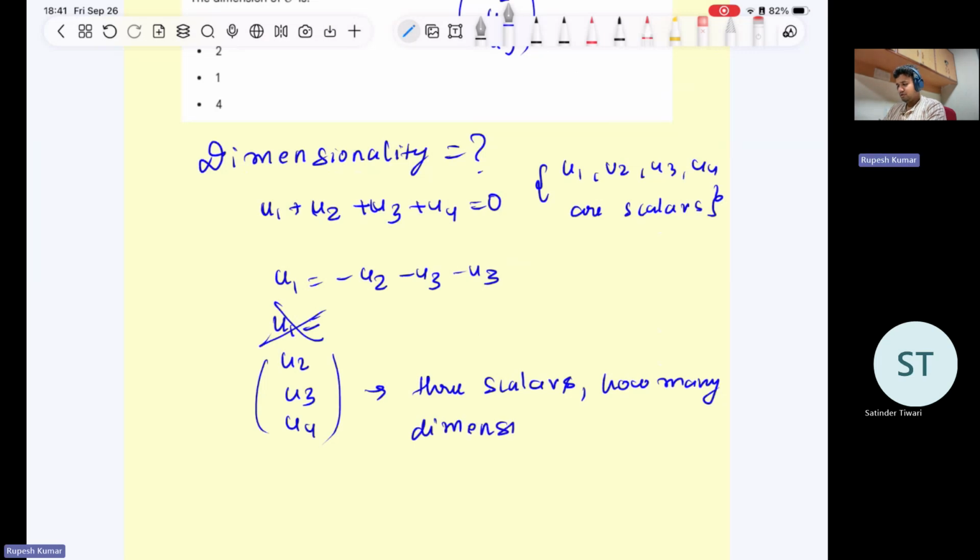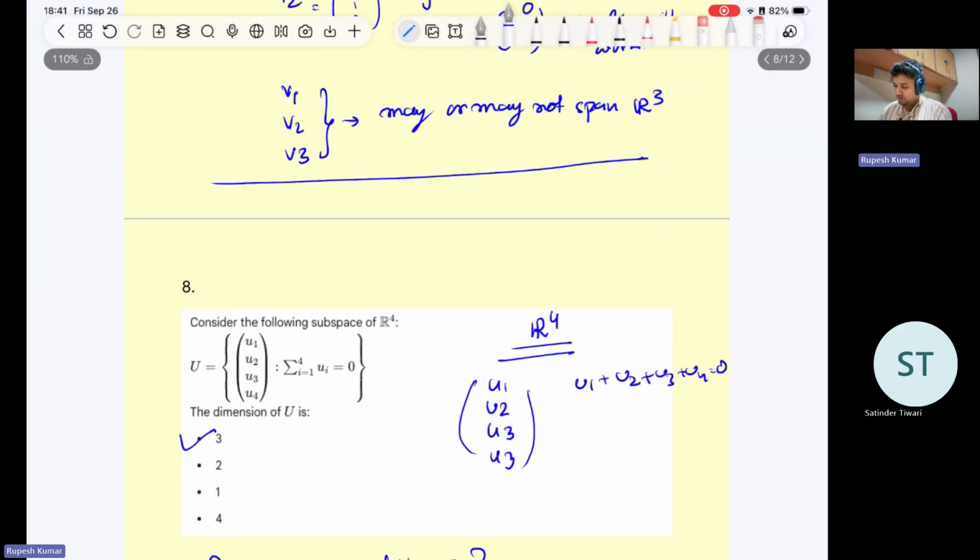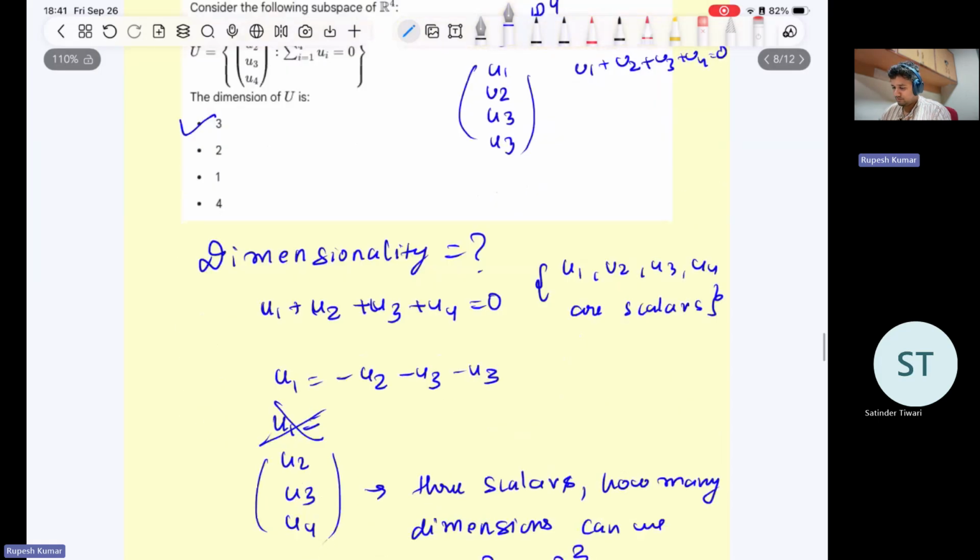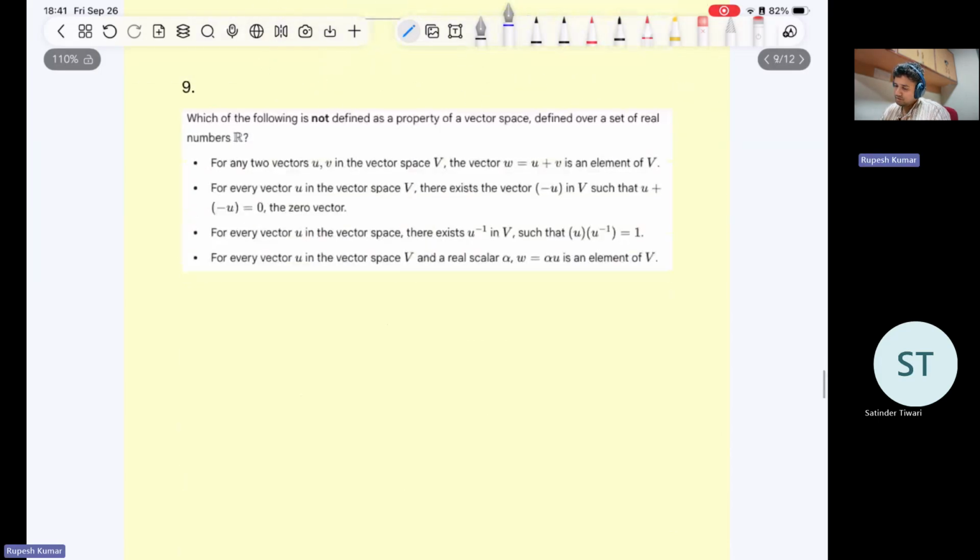This is quite clear, right? You have three scalars. Three can always span the R3 space, right? So this is R3. That's fine. So let's move on to the next question.